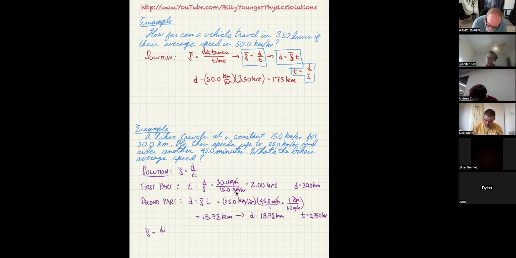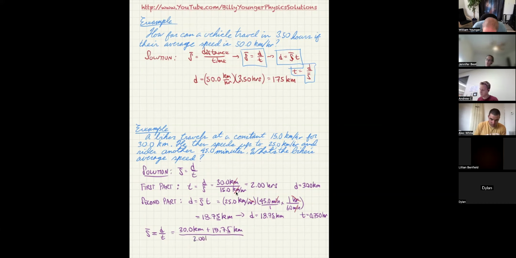That's just distance divided by time. So the distance traveled is the 30.0 kilometers plus the 18.75 kilometers, divided by the 2.00 hours plus the 0.750 hours. That's a zero down there. So this is going to be 48.75 kilometers divided by 2.750 hours.